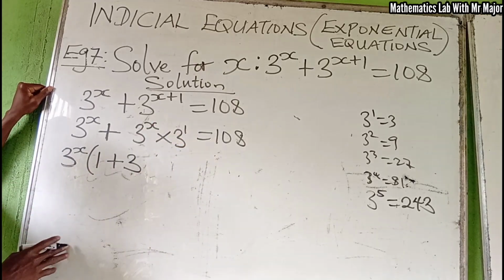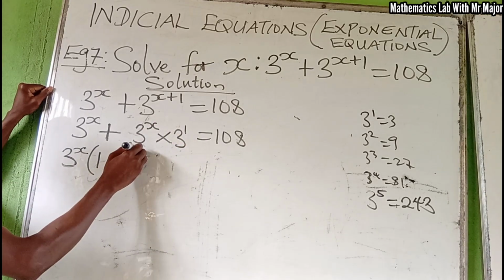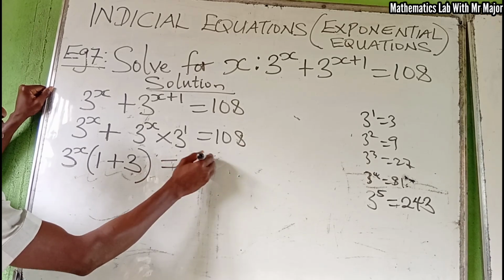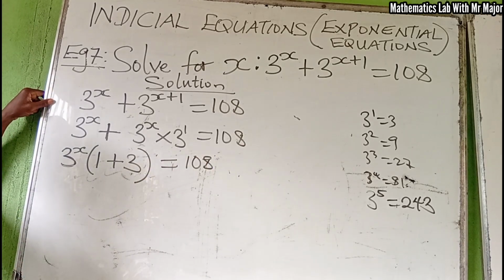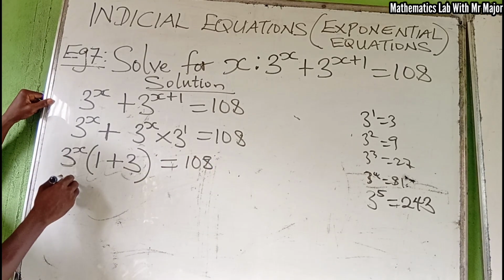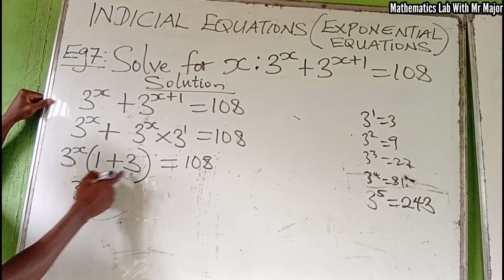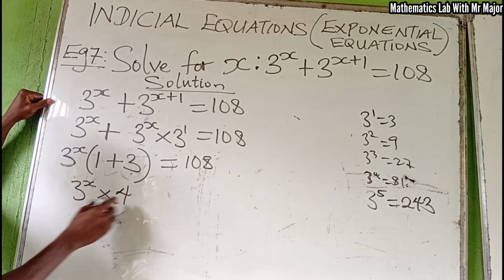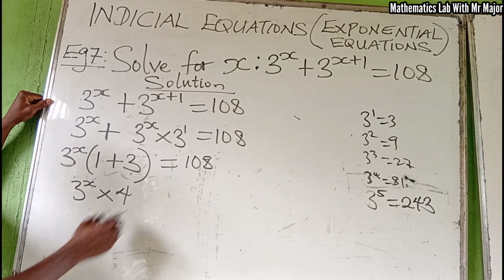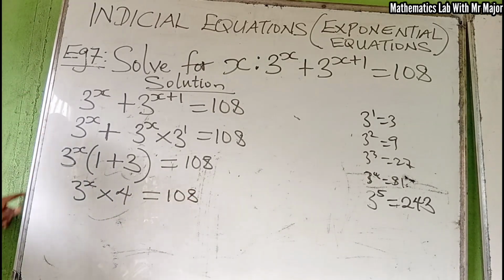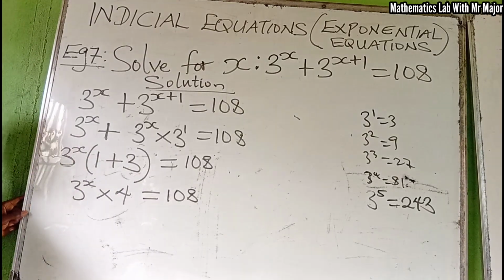Because 3 raised to the power 1 is still 3. Then we enclose our bracket equal to 108. That means what we are having now is 3 raised to the power x times 1 plus 3 is 4. 3 raised to the power x times 4 equal to 108. We can now divide both sides by 4.